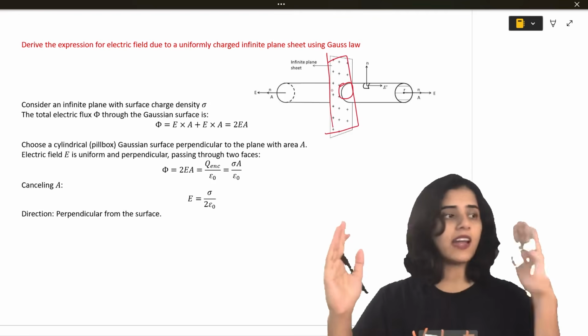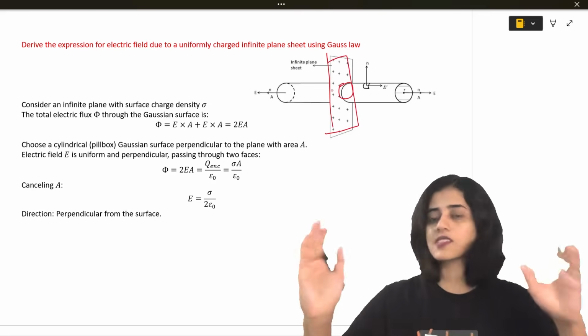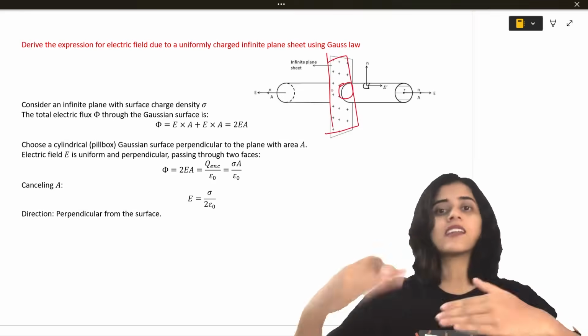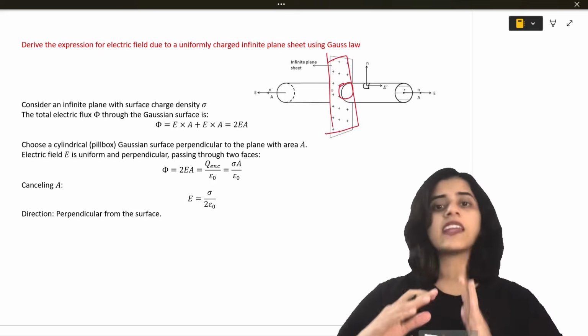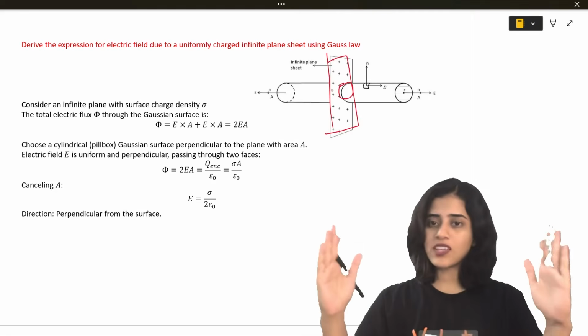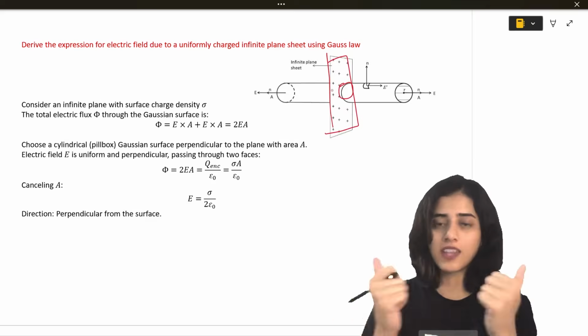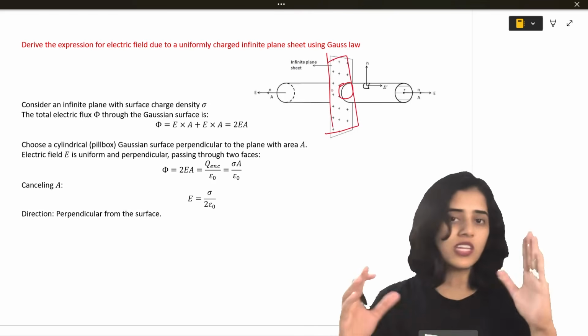At the entrance and at the end of the Gaussian surface. So if this is a whole cylinder, you take this side and this side. You don't take the curved surface of the cylinder like in the previous question. That's because along the cylinder, the electric field and the area vector are perpendicular, so they cancel out. Only on these two sides are the electric field and area vector parallel. So you take this side as E into area, this side also E into area.